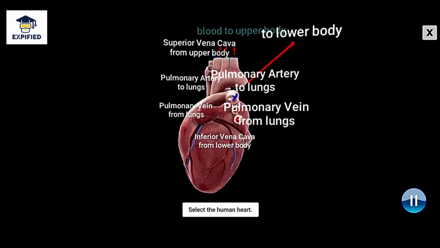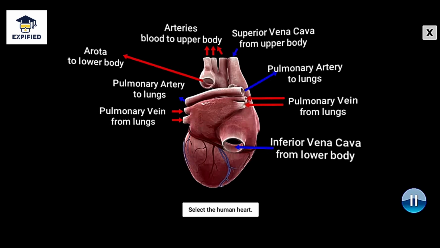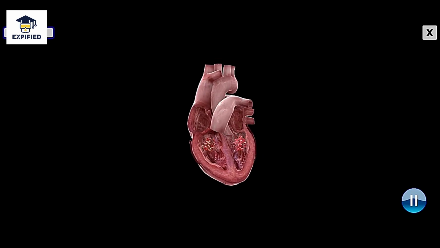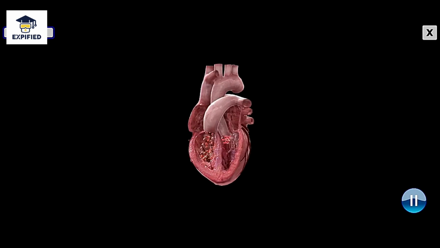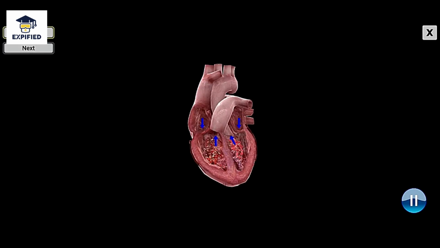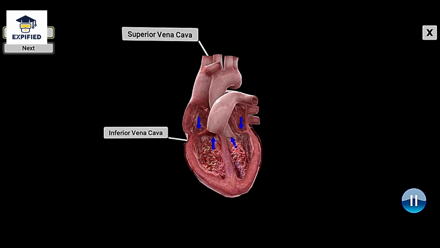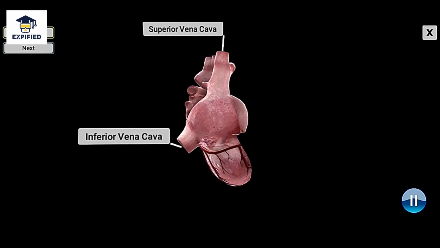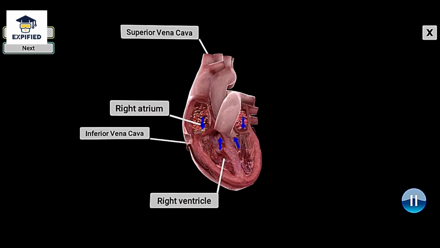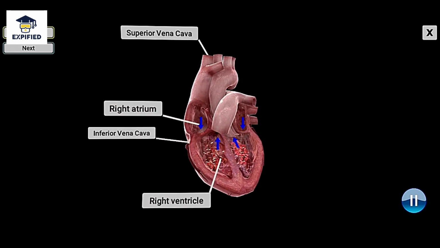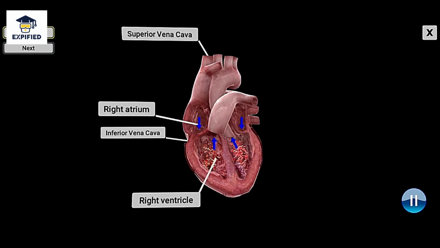Select the human heart. The deoxygenated blood comes in from the superior vena cava and inferior vena cava. Blood then enters the right atrium. From here, blood enters the right ventricle through the tricuspid valve. The valve prevents the backflow of the blood. You can rotate and check.